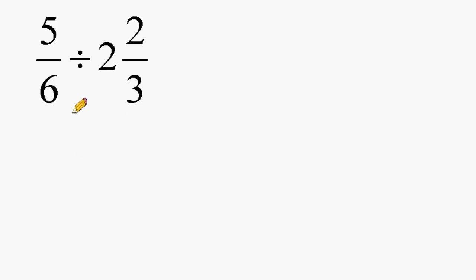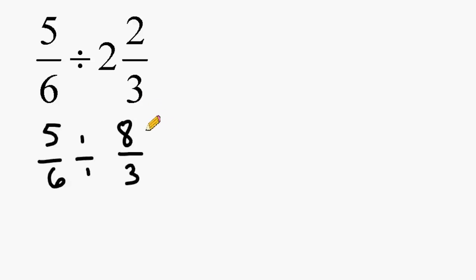So let's start by rewriting the problem as 5/6 divided by whatever the improper fraction version is of 2 2/3. So we keep our denominator the same, that's a 3. Next we multiply that denominator by the whole number and then add the numerator. 3 times 2 is 6, plus 2 more is 8. Now we have the improper fraction of 8/3.